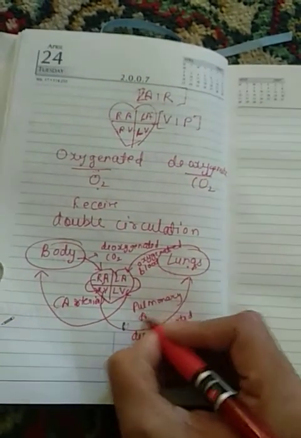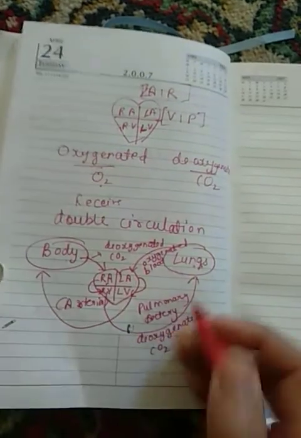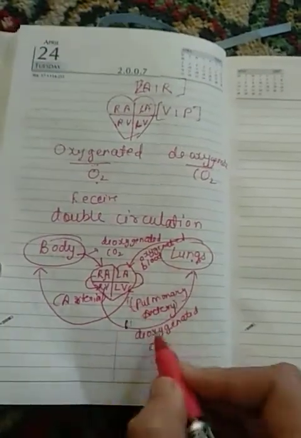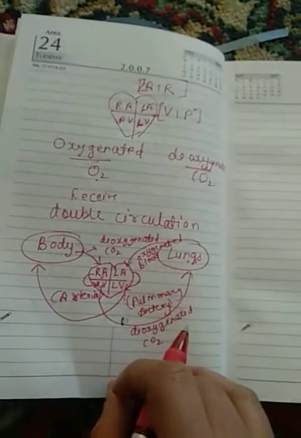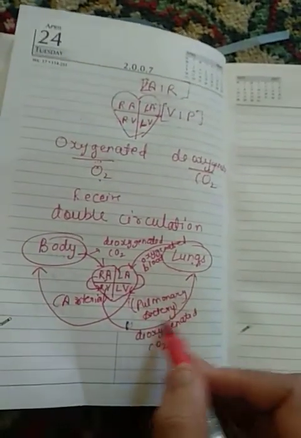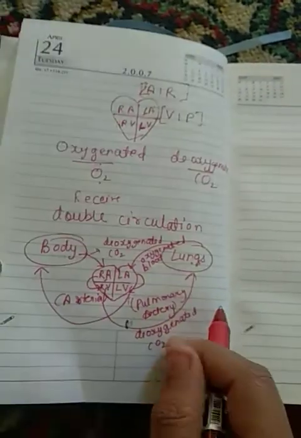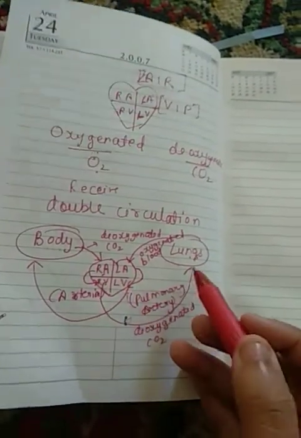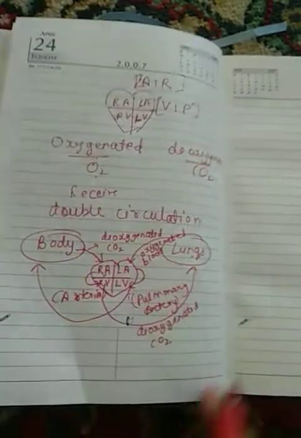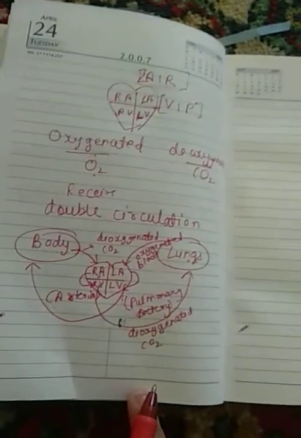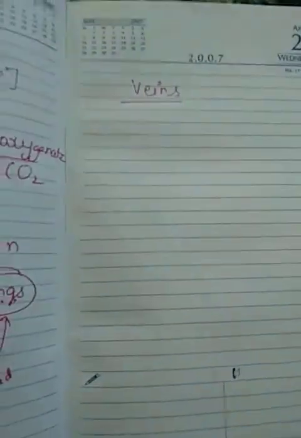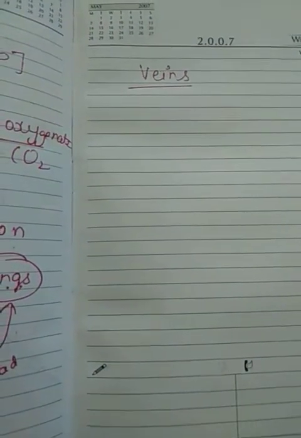This is the exception because it carries the deoxygenated blood. So pulmonary arteries are an exception because they carry deoxygenated blood from the right ventricle of the heart to the lungs, which is very much clear from this figure. So let us now talk about the blood vessels, that is veins. These veins carry blood from different body parts to the heart, opposite of the artery.